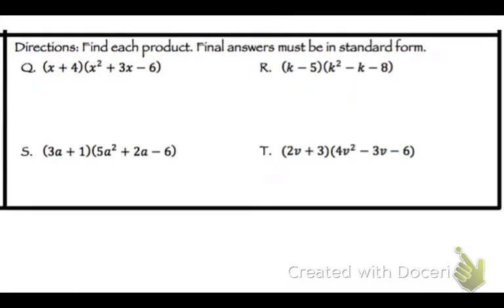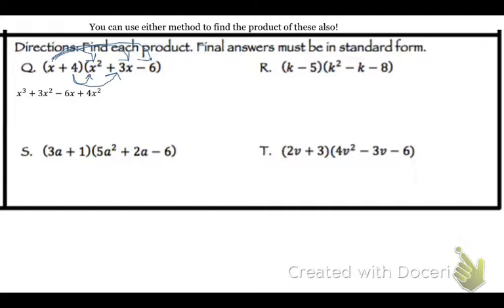Now, let's do these ones. And we're going to use either method to find these products also. I'm going to start with foiling on this one. So x times x squared is x cubed. X times 3x is 3x squared. X times negative 6 is negative 6x. 4 times x squared is 4x squared. 4 times 3x is 12x. And 4 times negative 6 is negative 24. Now we just combine like terms. You get x cubed plus 7x squared plus 6x minus 24.